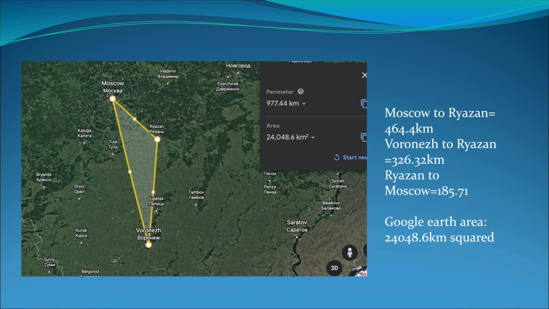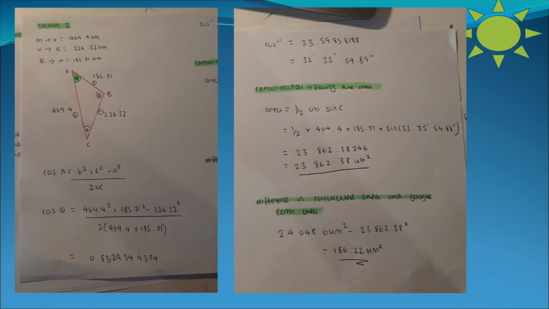In addition to this, the Google Earth area has just been noted down on the side as it's also noted in the screenshot. Moscow is the location of the St. Basil's Cathedral, and that is the angle that we will be finding, in addition to also helping us find the height. So for section 2, I just noted down all the distances again, and then transferred that onto a drawn triangle, and the angle that we're trying to find here is noted, which is angle A.